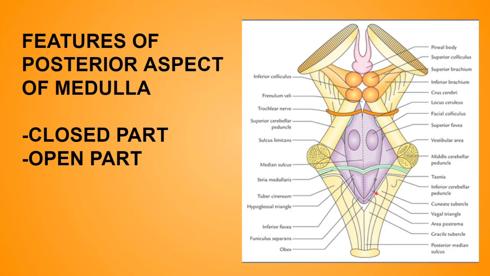Okay, this is the vagal triangle, this is the hypoglossal triangle, over here this is the area postrema, then this is the vestibular area. This is the stria medullaris.